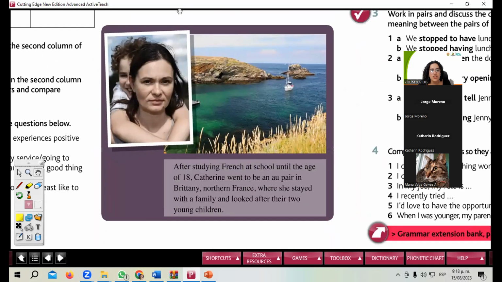So remember boarding school. How can we say this in Spanish? Boarding school. Internado. Yes. She went to a boarding school for the term, and only came home for the holidays. Okay, for her vacation. Right. And the last one is for Natalia. After studying French at school until the age of 18, Catherine... Sorry, it was Natalia.